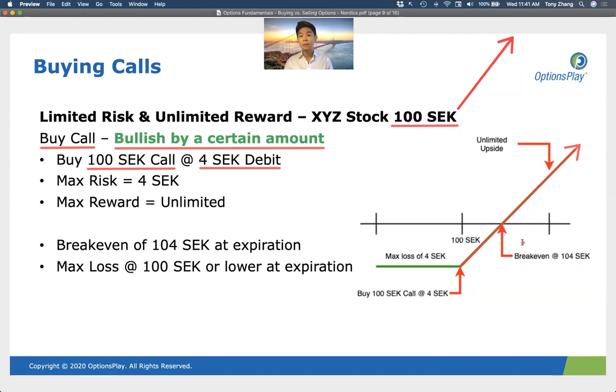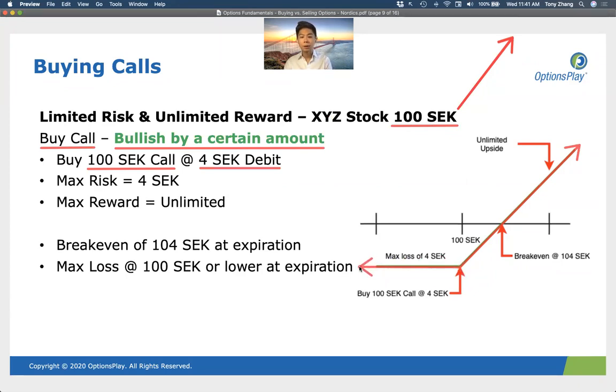Now, when you buy a stock, if the stock goes lower, there is a limit as far as how much money you can lose, but that goes all the way down to 0. So if you pay 100 crowns for that stock and the stock goes down to 0, you would lose 100 crowns. When you buy a call option, what you pay for that call option is the most that you can lose. So in this particular case, on this 100 crown stock, I can have unlimited upside if I'm right. But if I'm wrong, if instead of the stock going higher, it ends up going lower, how much do I risk? I'm only risking 4 crowns.